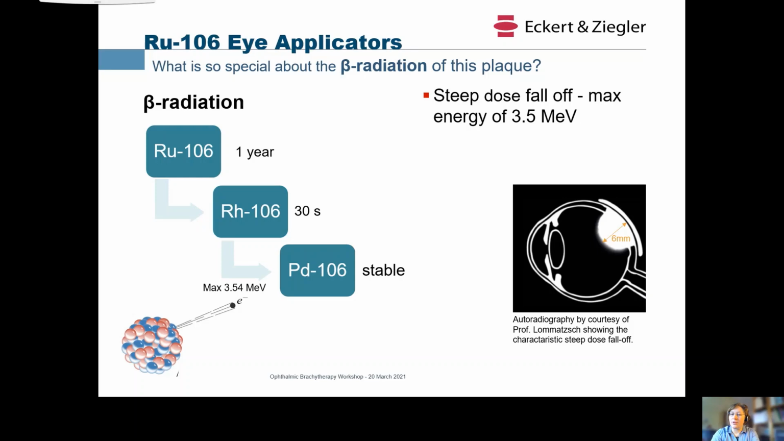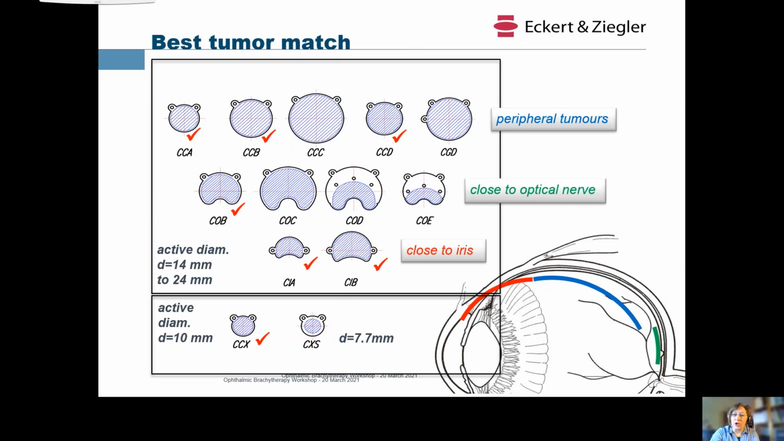The autoradiograph also shows that the tumor height, including the sclera thickness, should in general not be larger than 6 millimeters, which is shown here by this yellow arrow. In order to accommodate the different tumor positions and sizes, a certain variety of different plaques has been designed. The blue area in this illustration shows the active surface of the plaques, and I have marked for you the most popular types here with red check marks. As you can imagine, the circular types can be used for almost all peripheral positions, while when treating tumors close to the optic nerve, a notched plaque is necessary, and these larger notches fit for anterior tumors.